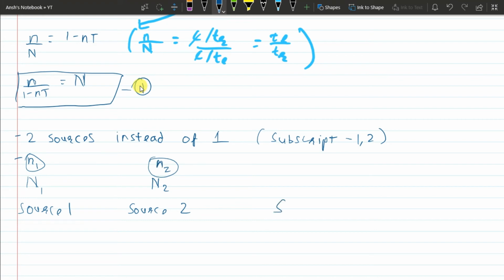And then we have the third scenario. The first scenario was only source 1 near the detector. The second scenario was source 2 near the detector. The third scenario is we have source 1 and source 2 placed near the detector. So we'll measure n12 number of counts. So n12 is our measured counting rate, and capital N12 is our true counting rate.